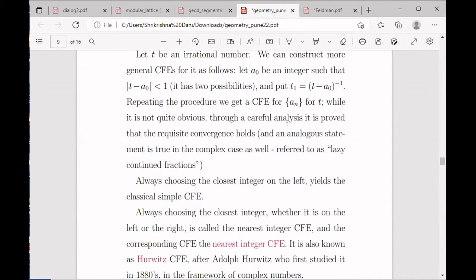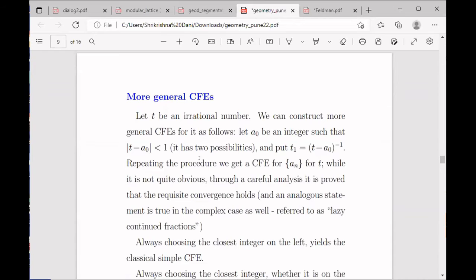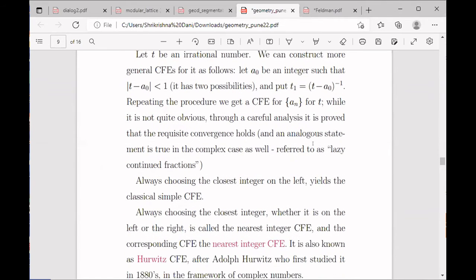The lazy corresponds to the fact that at each stage, so long as you find an integer within distance less than one, you jump for that. You don't try to see which side you're looking at. And corresponding to that, you get a continued fraction expansion. Now, this is only for general knowledge. Actually, I'm going to talk about this.